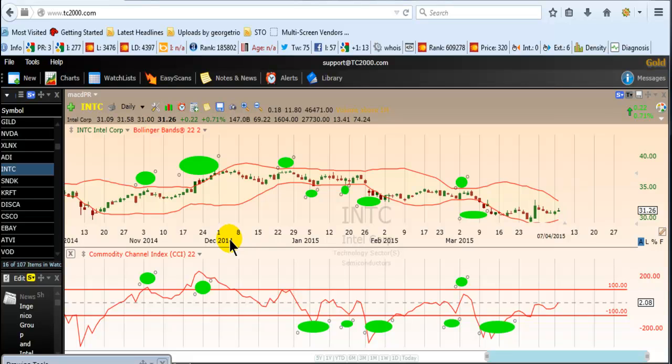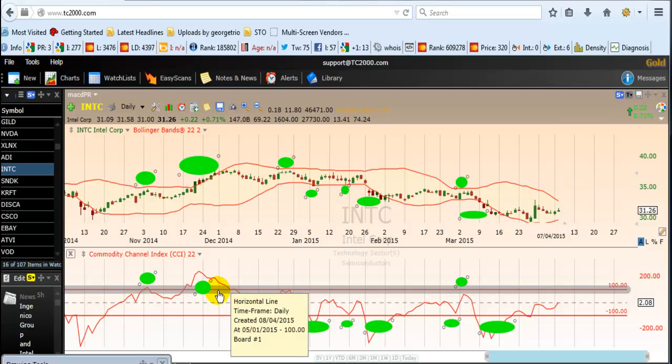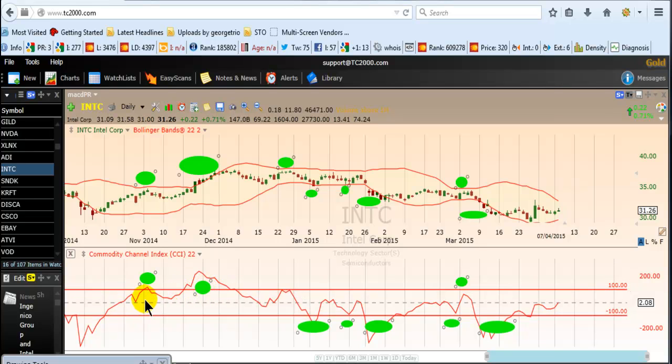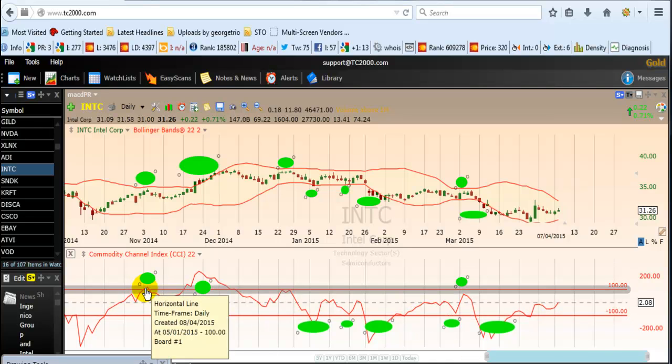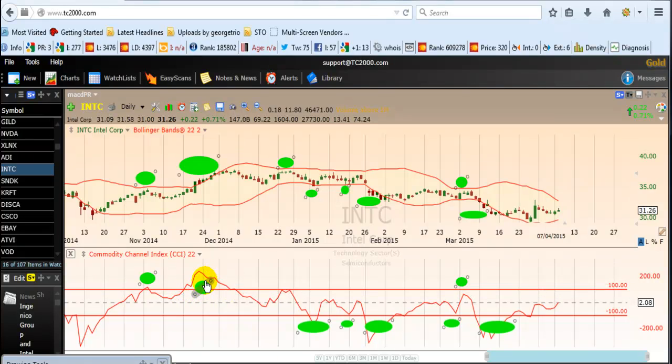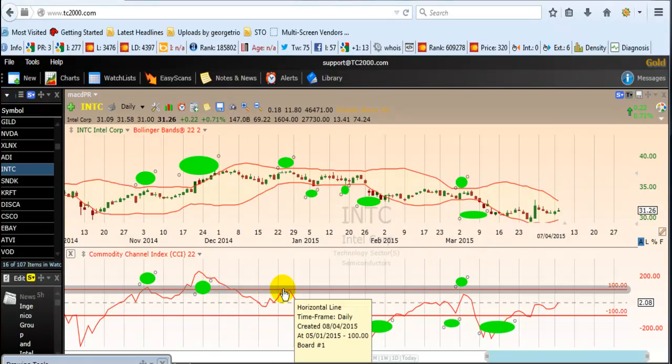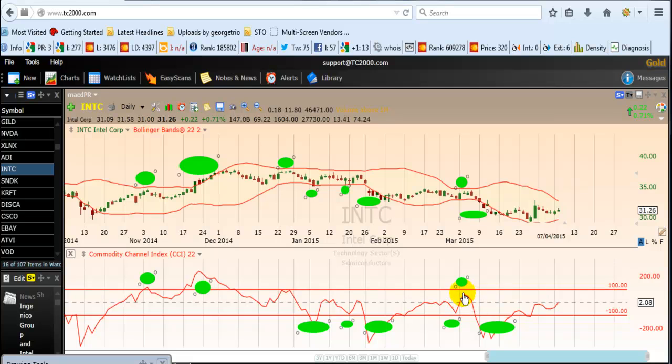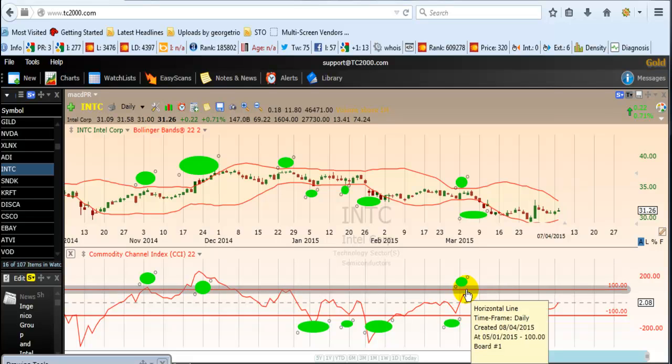Pay attention carefully. According to the theory, when the commodity channel index reaches the level of positive 100, it is considered overbought. So you see here the commodity channel index reaches the level of 100. Can you read 100 here? It's telling us that the commodity channel itself is overbought. Above 100 is overbought. Here again you see it came very close to it, almost overbought.